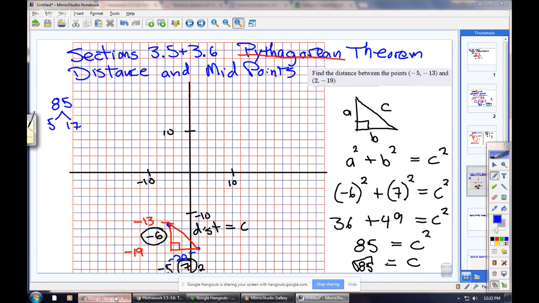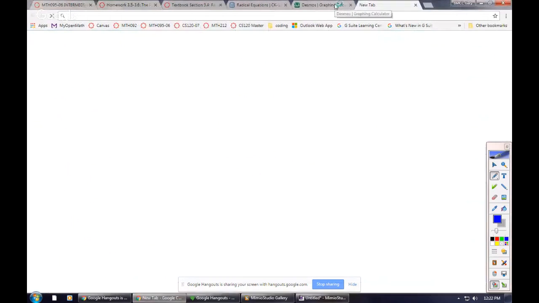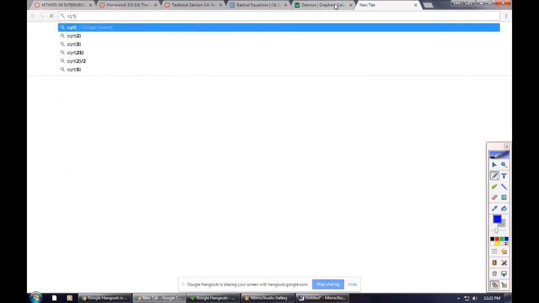I should get an approximation on that too. It's good to have both to see if that distance makes sense. So let's see, square root of 85.